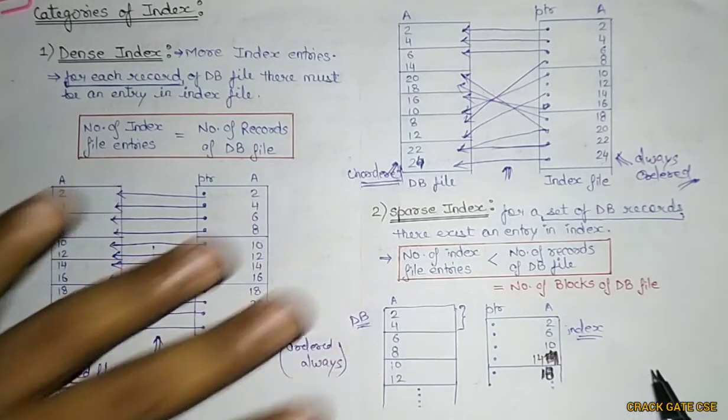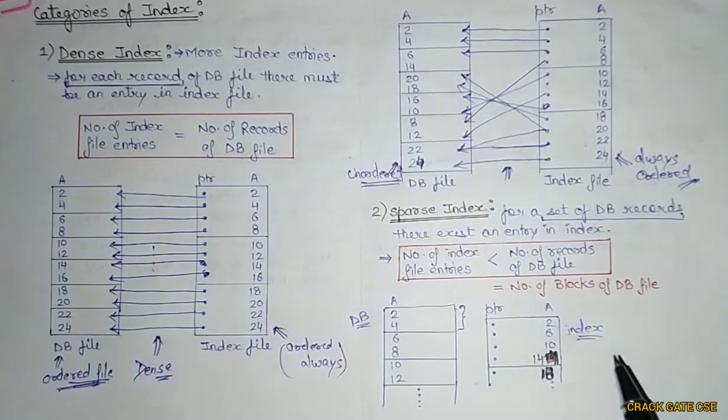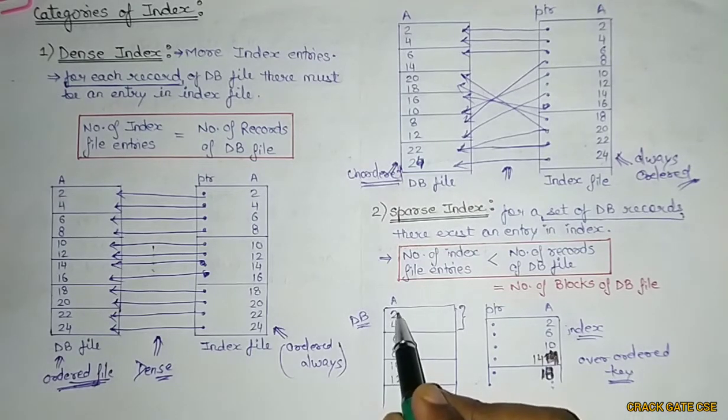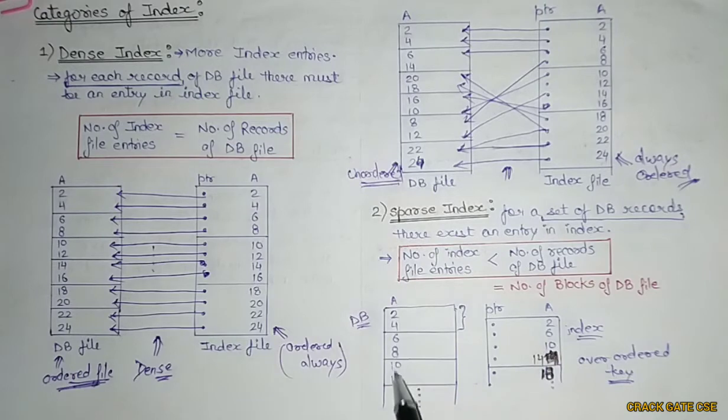And the sparse index is always ordered. This is not possible for unordered, so this will always be over an ordered key. What does it mean? This means that the keys of the database file need to be sorted. They cannot be unsorted. If it is sorted, then only the sparse index is possible, otherwise it is not possible.